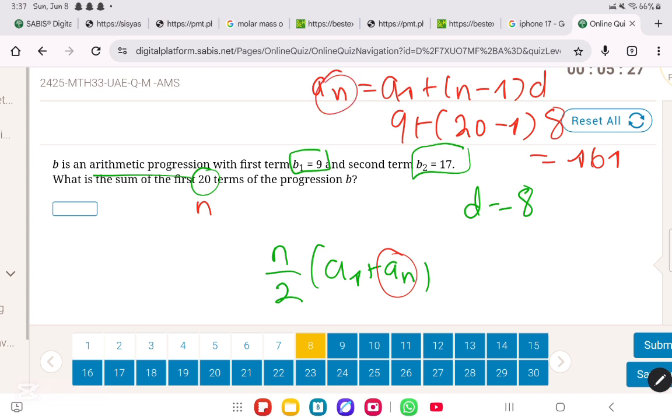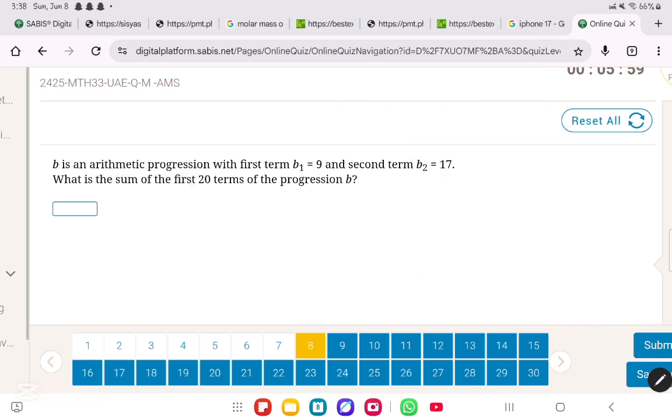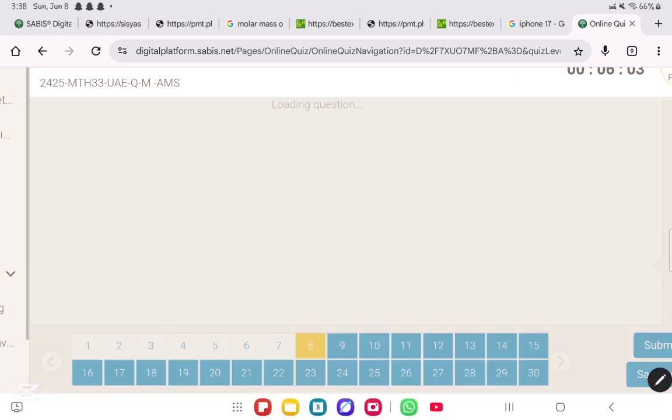So now we have an and we have a1. So we will be able to find the sum of the first 20 terms. So it's going to be 20 over 2, so n over 2, times a1, which is 9, plus an, which is 161. So putting it on the calculator, you're supposed to get an answer of 1700. So very simply, the answer is 1700.